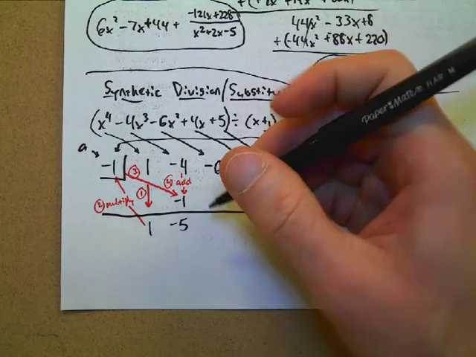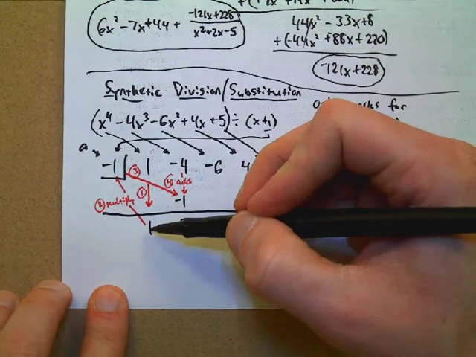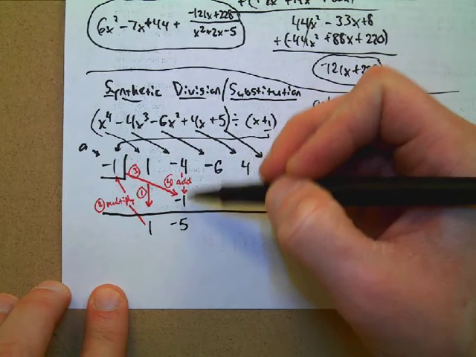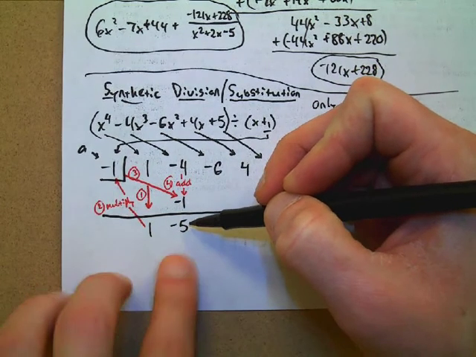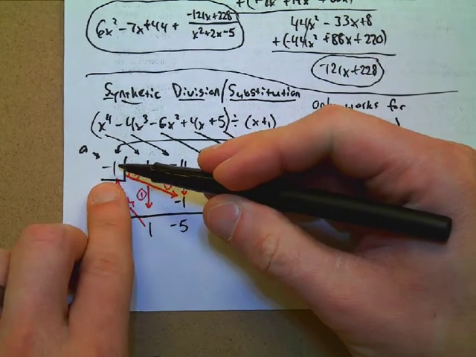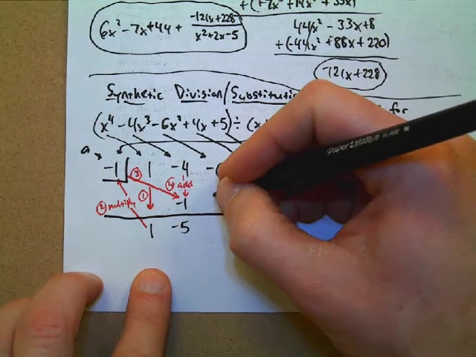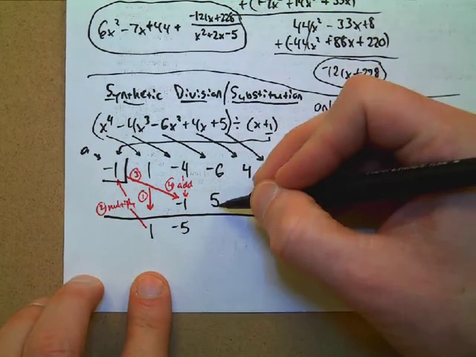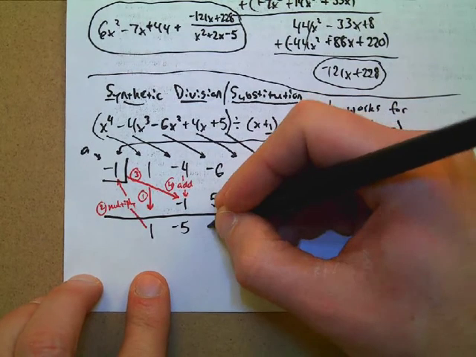Okay, so again, we started by dropping the 1. This number down here will multiply with the negative 1, which we put right here. Add these two, negative 5. Now the negative 5 will multiply with that negative 1 to make positive 5, and we're going to put that positive 5 right here. Negative 6 plus 5, negative 1, and the process repeats.